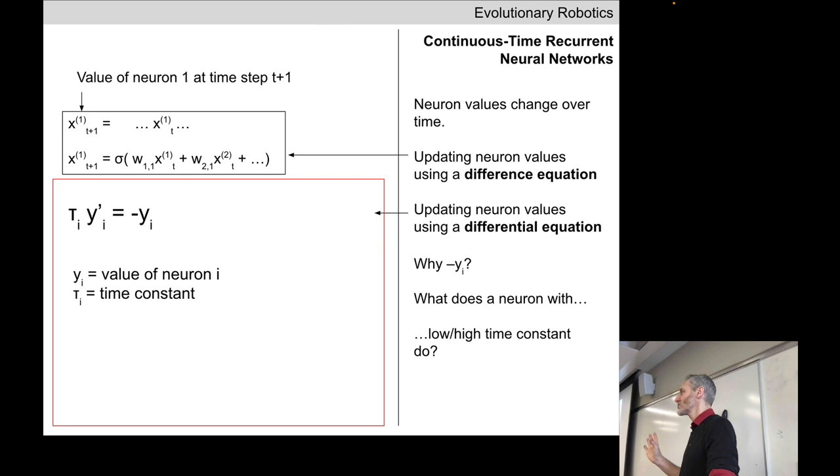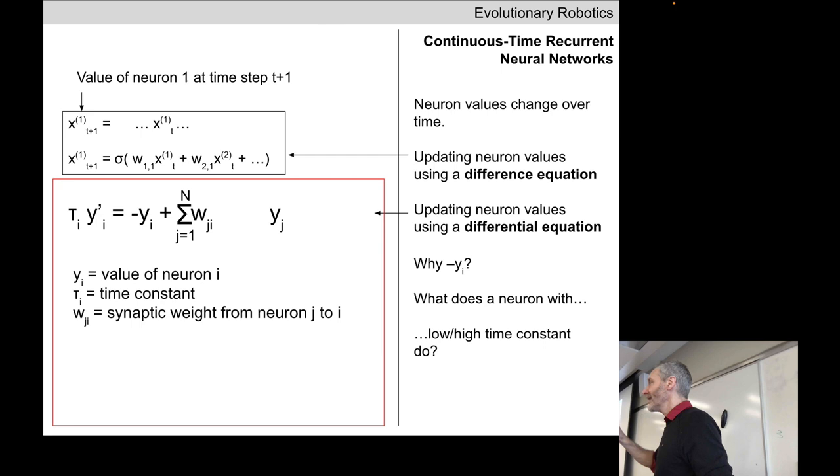I think we ended last time by adding in this summation on the right-hand side of our differential equation, which is going to sum over all of the incoming connections to the ith neuron. And in all CTRNNs, every neuron is connected to every other neuron. So we're going to sum over 1 through uppercase N inclusive, where uppercase N is the number of neurons in the CTRNN.